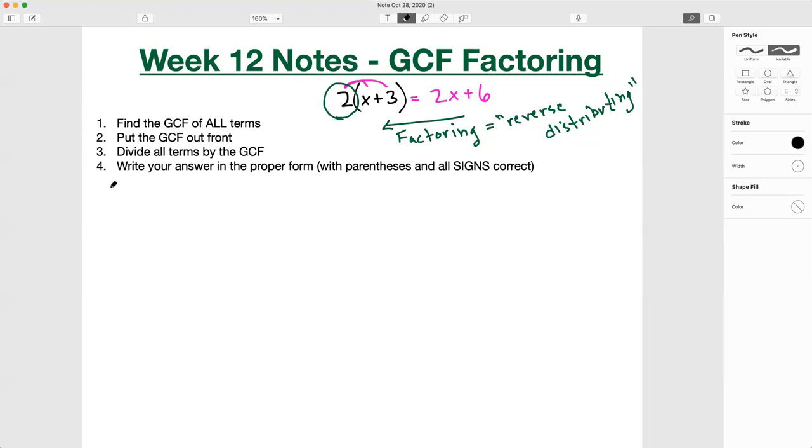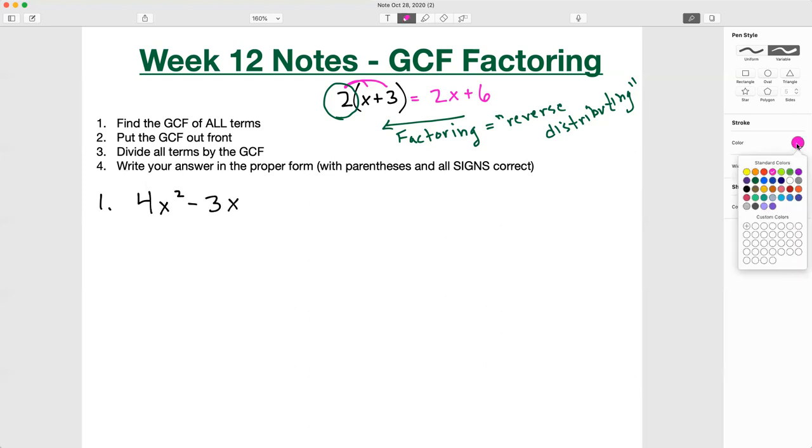Let's do our first example. Take a moment to write those down. We have to factor the following: 4x squared minus 3x. First step, we have to find the GCF of all the terms. So the GCF, I'll write step 1 right here. The GCF of the numbers is 1, because that is the biggest number you can divide both 4 and 3 by.